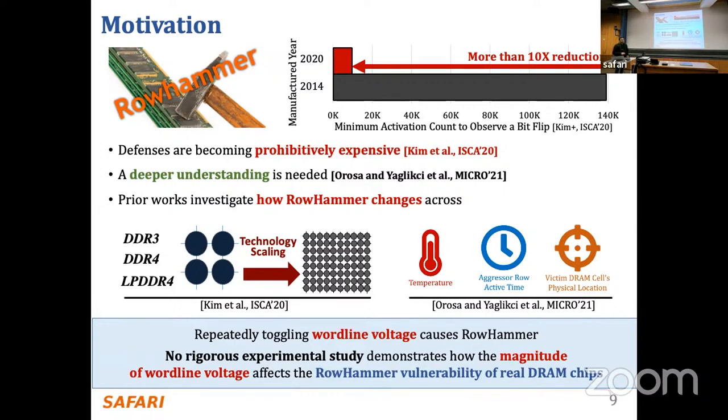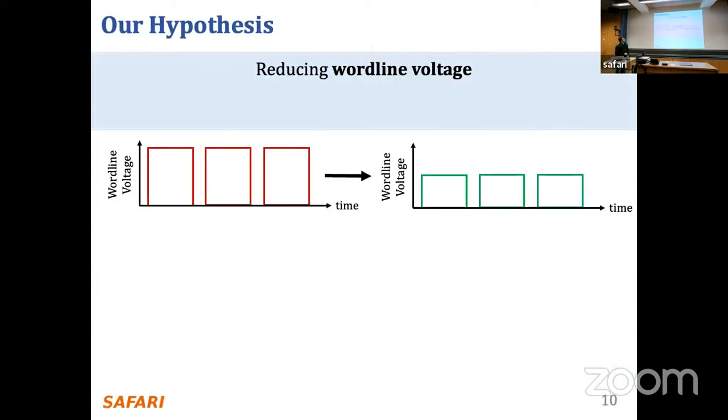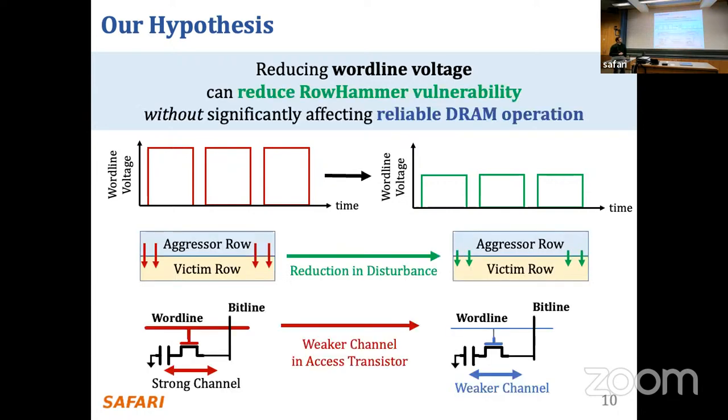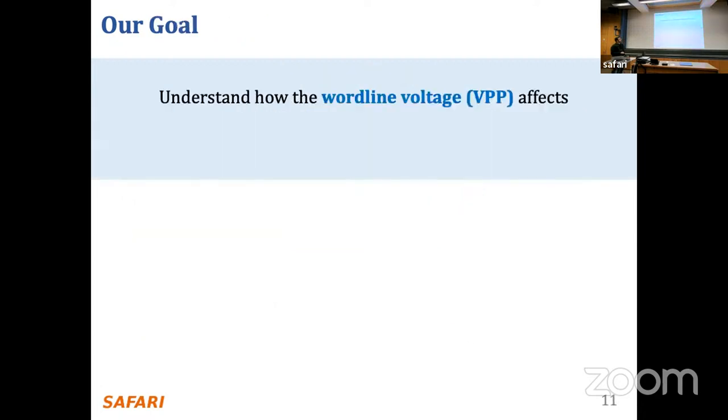Although repeatedly toggling word line voltage causes RowHammer, there's no rigorous experimental study in the literature that demonstrates how the magnitude of this word line voltage affects RowHammer vulnerability in real DRAM chips. So we need to look into this. So to this end, we come up with a hypothesis. Our hypothesis says that when we reduce the word line voltage, we can reduce RowHammer vulnerability without significant effect on reliable DRAM operation, which is the same sentence as I stated as our conclusion in the summary. So let's look into that.